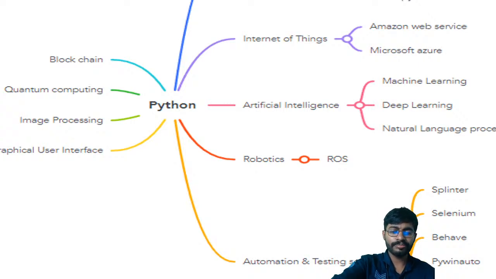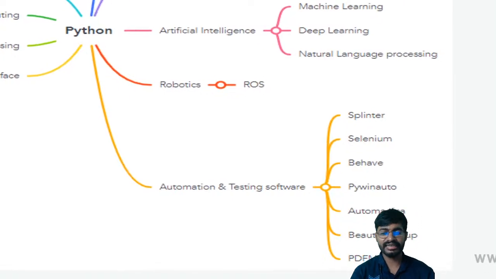Then the most important part: automation and testing software. If we are moving towards automation and testing software, we require additional supports: Splinter, Selenium, Behave, PyWinAuto, Automagica, Beautiful Soup, PDF Miner. Each and every one of these supports plays a major role in file handling for automation and testing software. What is the purpose of automation and testing? A simple answer: to make your jobs simpler.